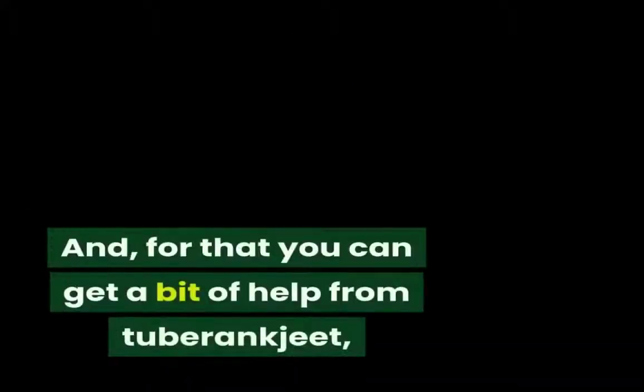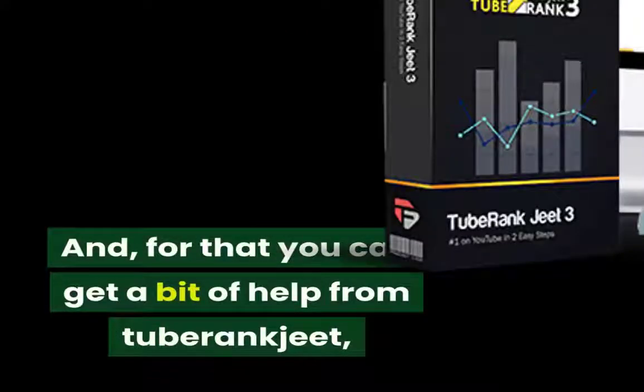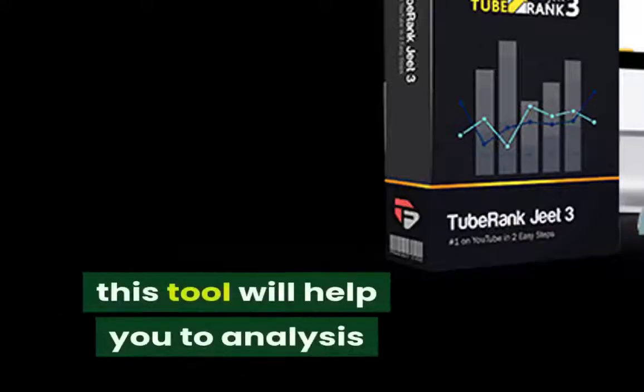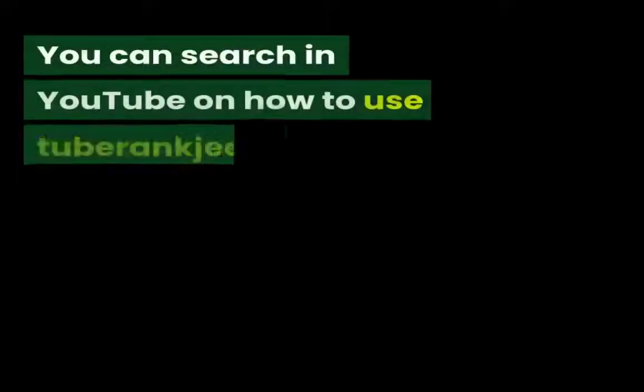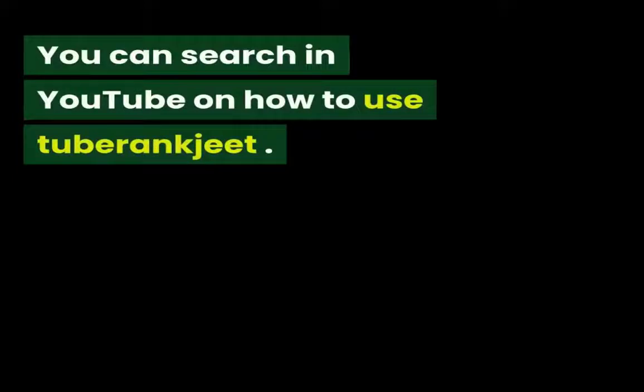Second, make your title SEO friendly. For that you can get a bit of help from TubeRankJeet. This tool will help you to analyze your video against top ranking videos. So, if you are able to score almost 80 to 90, you will rank higher. You can search on YouTube on how to use TubeRankJeet. There are a lot of tutorials there, but if you still need help and want my own research video on this topic, then comment below. I will cover this for you guys.